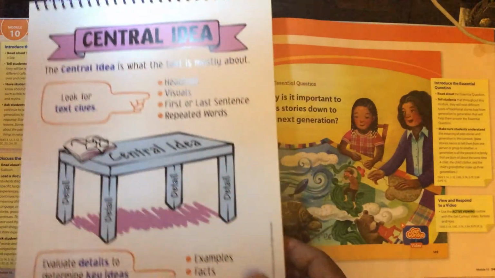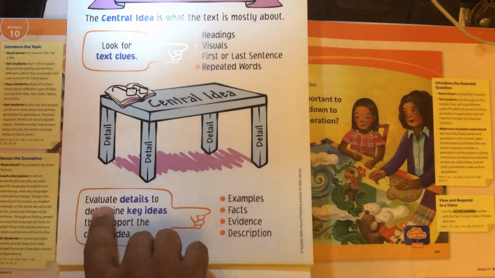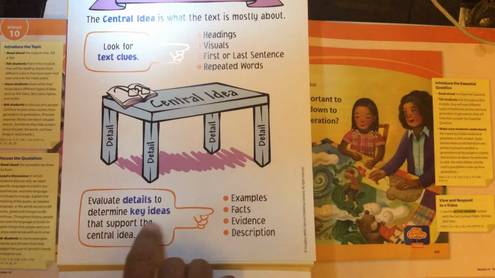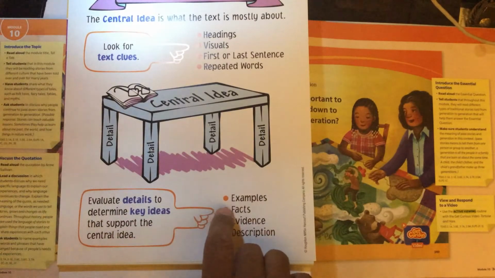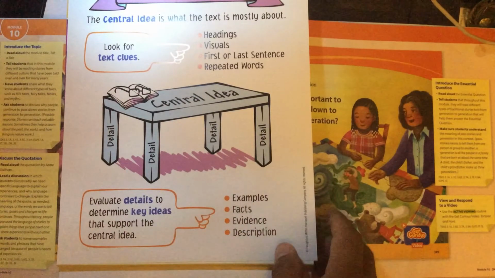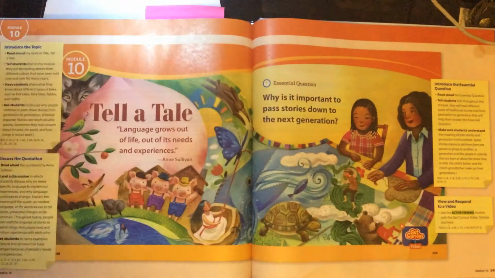Okay? So before we move on, we have to be able to evaluate the details to determine the key ideas that support the central idea. Examples, facts, evidence, and descriptions. Those are going to be the details that are going to be supporting the central idea.